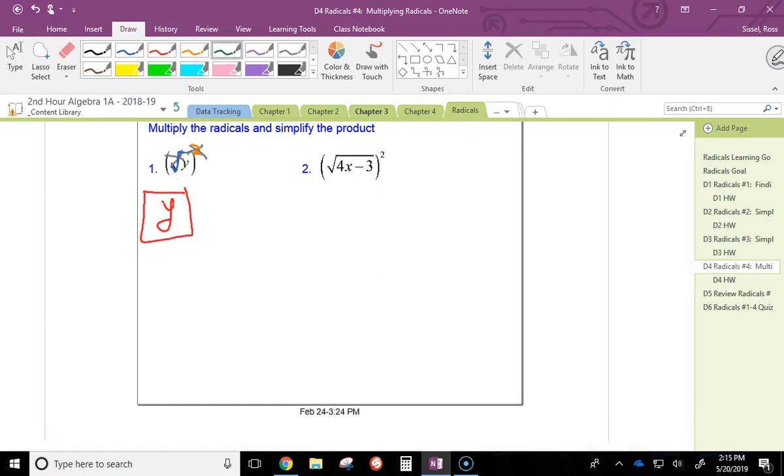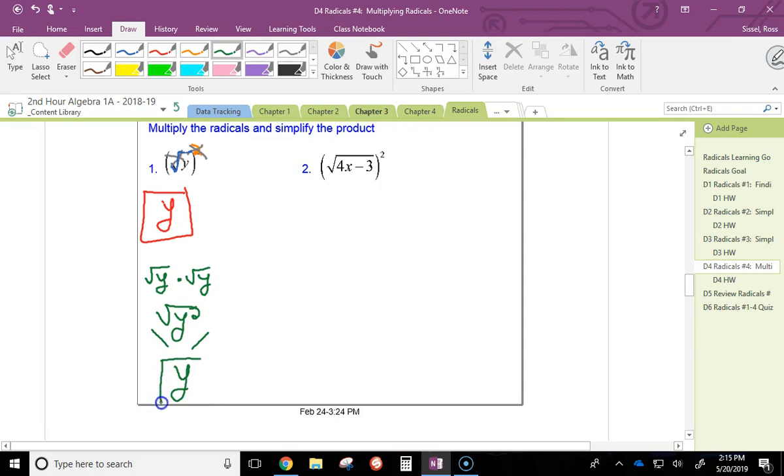And I'm going to show you the work just because I want to make sure you understand this. But if I had the square root of y and I squared it, that means square root of y times square root of y, which is square root of y squared, and y squared, and find the square root of it, would just be y. But it's just a shortcut. We square things to undo the square roots.